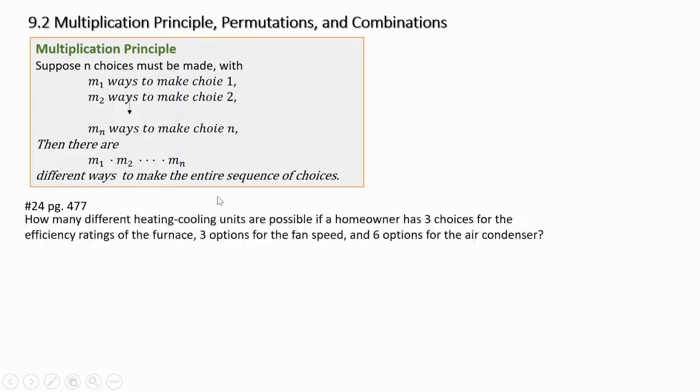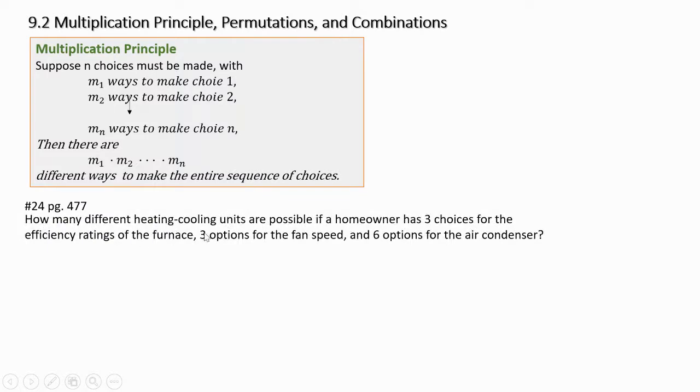Okay. Hey guys, we're almost done, I think, in about another 5 minutes, okay? So this is the multiplication principle. This is number 24 from page 477. Suppose n choices must be made. So choice 1, and M2 makes choice 2, all the way to choice n. Then you multiply every choice. That gives the number of different ways to make the entire sequence of choices.